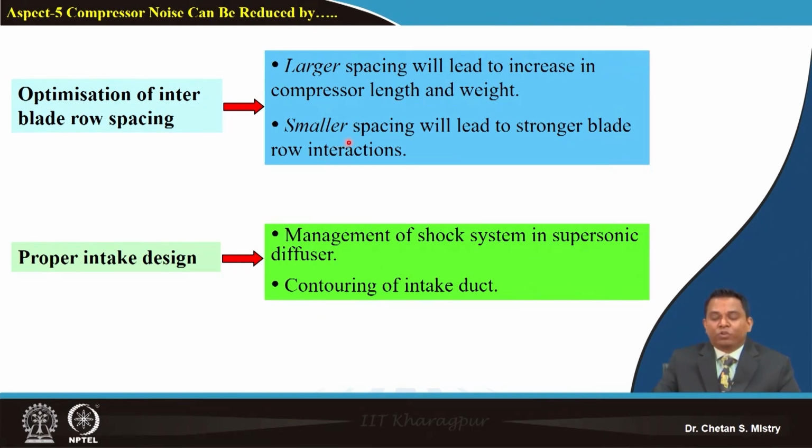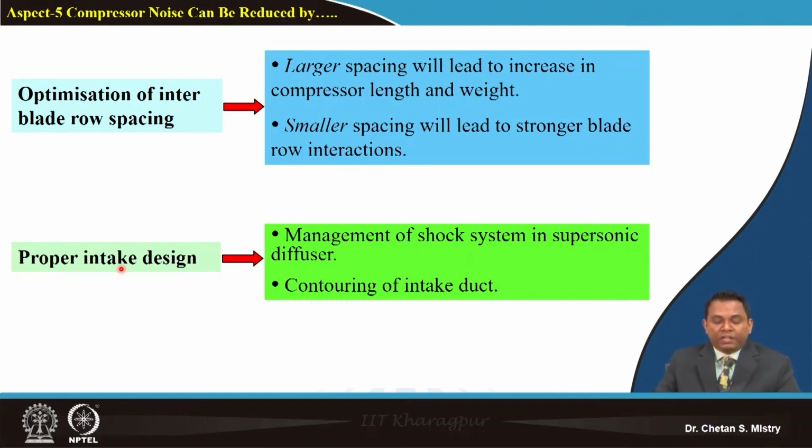The smaller spacing will lead to stronger interaction of wakes. We have one rotating blade and one stationary blade. The wake coming out from the rotor blade will strike the stator blade, and that interaction will lead to tonal noise, which needs to be addressed. Now for high bypass ratio engines, for fans, special acoustic linings are provided near the casing region, which help in reducing the noise.